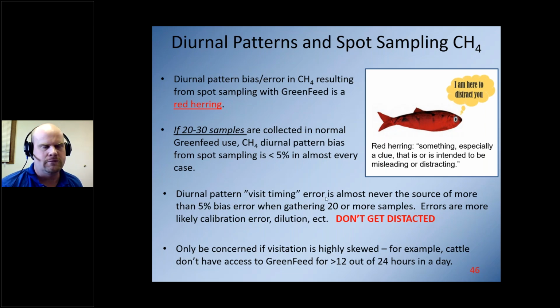So in my opinion, when you look at GreenFeed results and you analyze them, in almost every case, if you see results you don't expect, they usually aren't a result of GreenFeed, of visitation to GreenFeed. We need to look more at calibration errors, dilution, maybe an issue with the feed intake system, or the dry matter conversion, and so forth. Really, the diurnal pattern error in most cases is going to be very small.